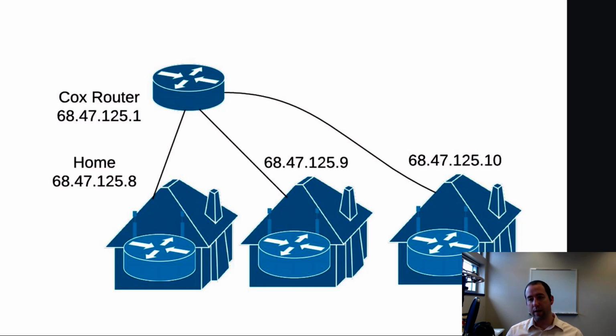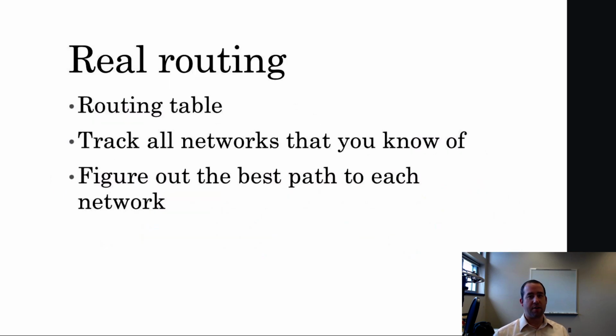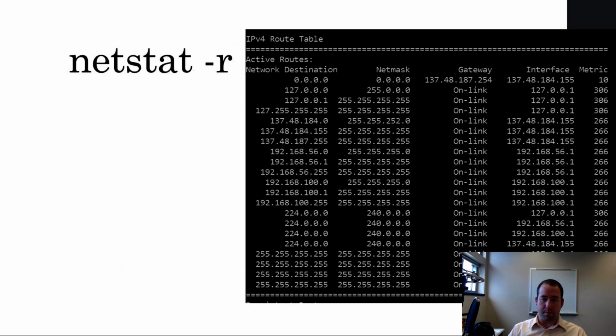So it doesn't matter where you're sending it. If you're sending it to Amazon, if you're sending it to Google, if you're sending it to something else on a different part of the Cox network, we're just going to send it to that router and let the router worry about it. Now, if we wanted to do a little bit more advanced routing, what I call real routing, you're going to do something a little bit more. And what you're going to do is have a routing table. And the routing table is, well, it's a lot like this here. But it has a lot more information.